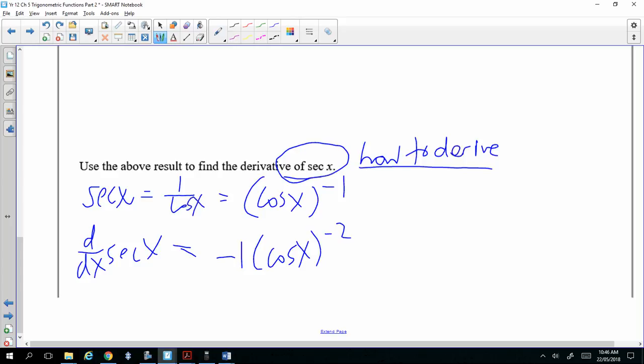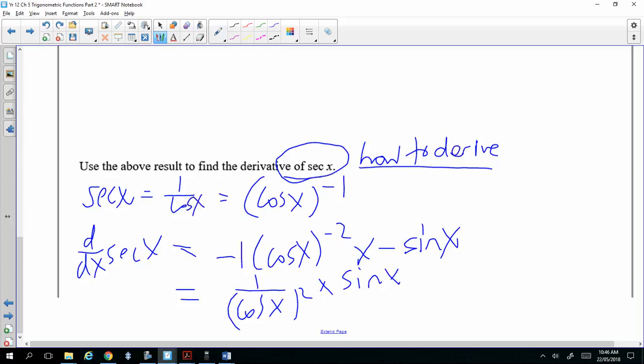So differentiate cos x to the power of negative 2, and then you times by the derivative of cos, which is negative sine. And then the double negative cancels. You get 1 over cos squared x times sine x. And how do I simplify? You just write that as 1 over cos x times sine x over cos x, because cos squared x is cos x times cos x. And you notice that the first bit is sec x, the second bit is tan x.